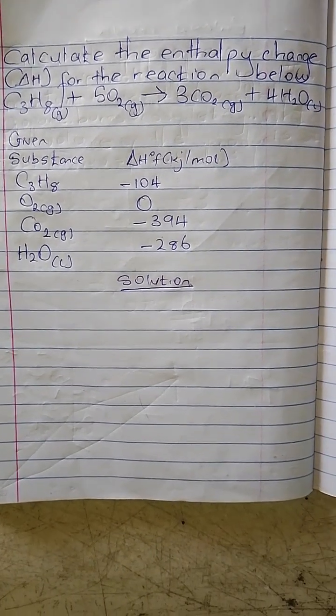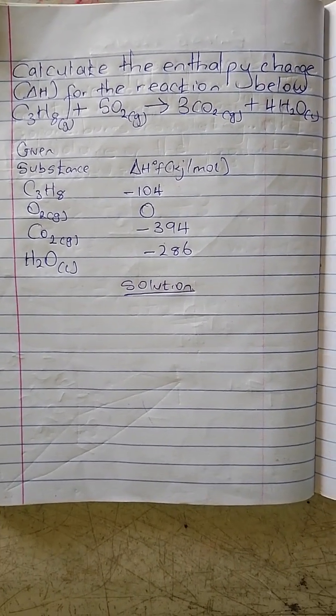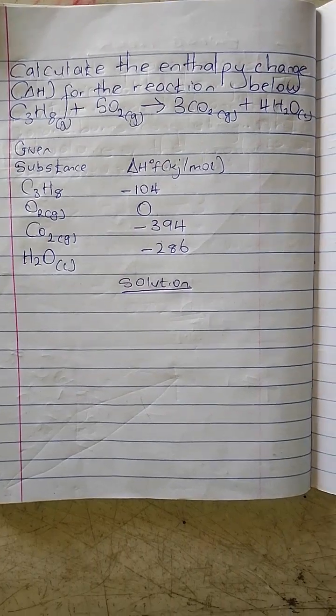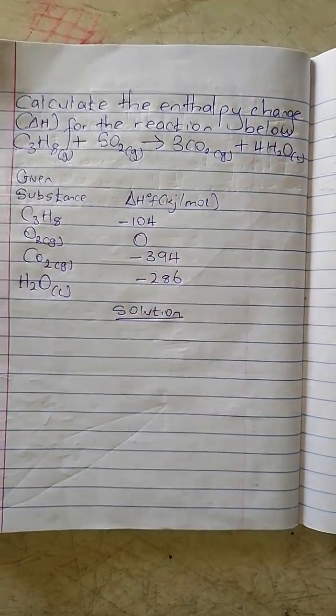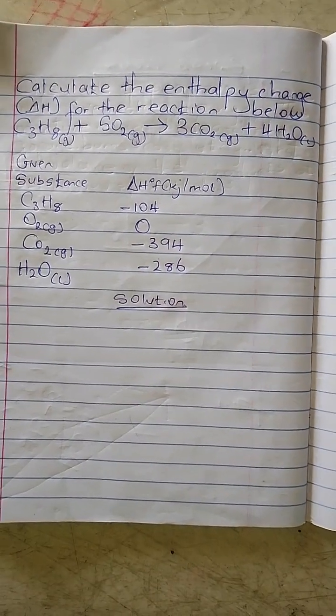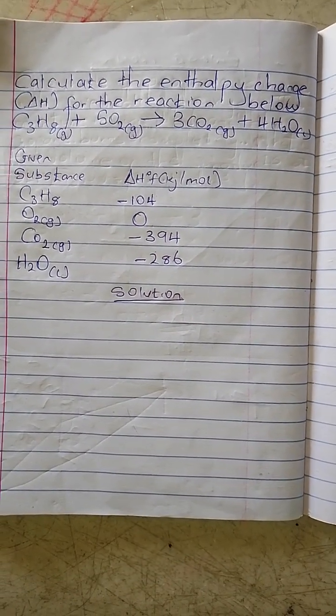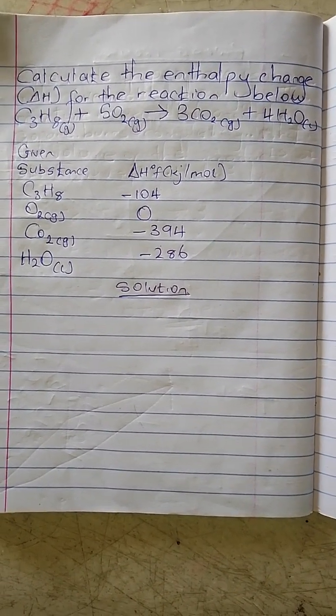Okay guys, in the course of this video I'm going to be explaining this question and solving it. Let's quickly solve this. It says calculate the enthalpy change for the reaction below. You can see propane reacting with oxygen to give carbon dioxide and water.